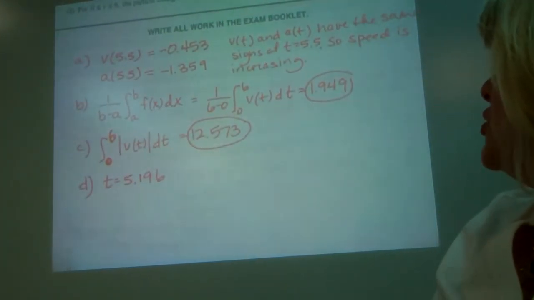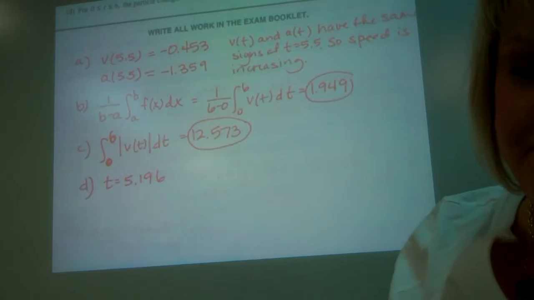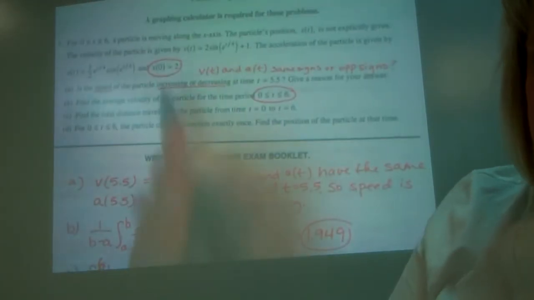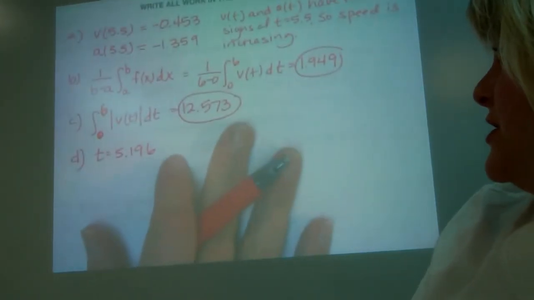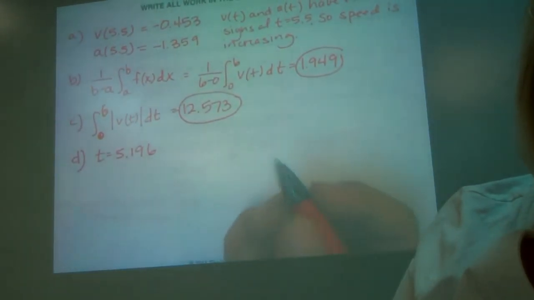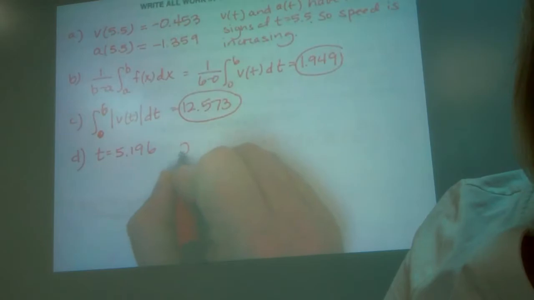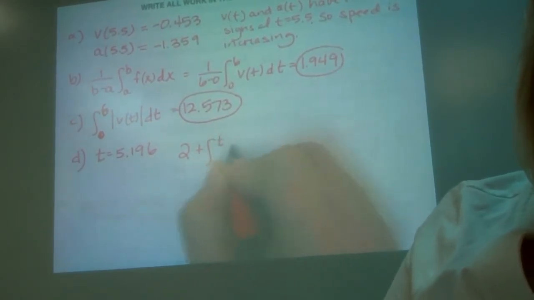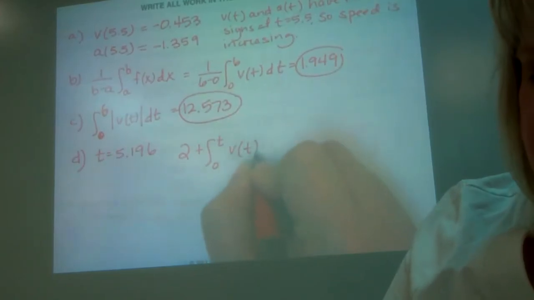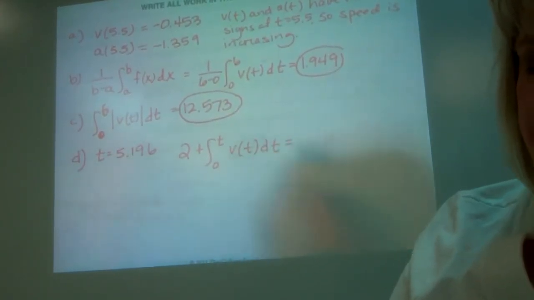That's when it changes direction. So we want to find the position at that time. So they gave us the starting position. When t was 0, it was 2. And so we did a problem like this earlier. To find the position, you take the starting position and you add the change in position, which is the integral of velocity.